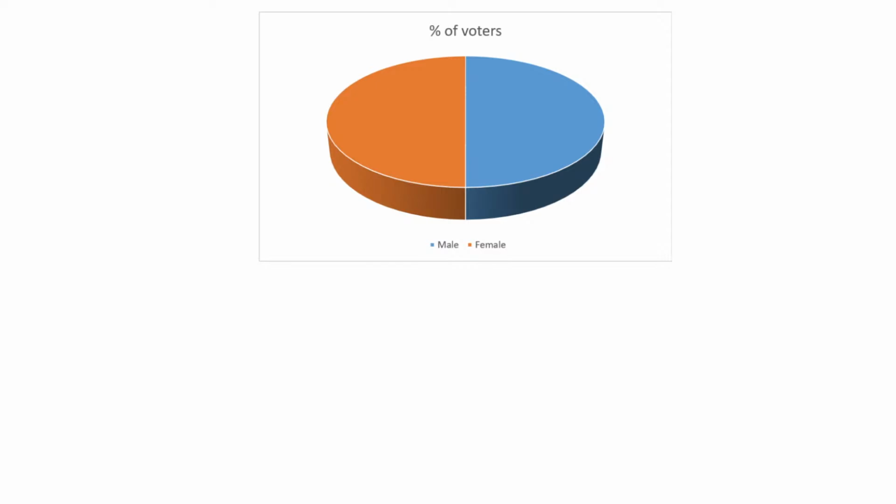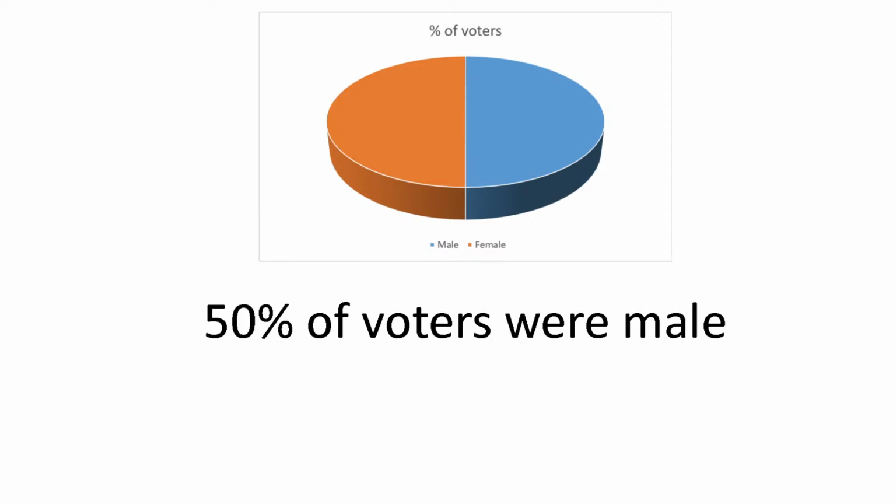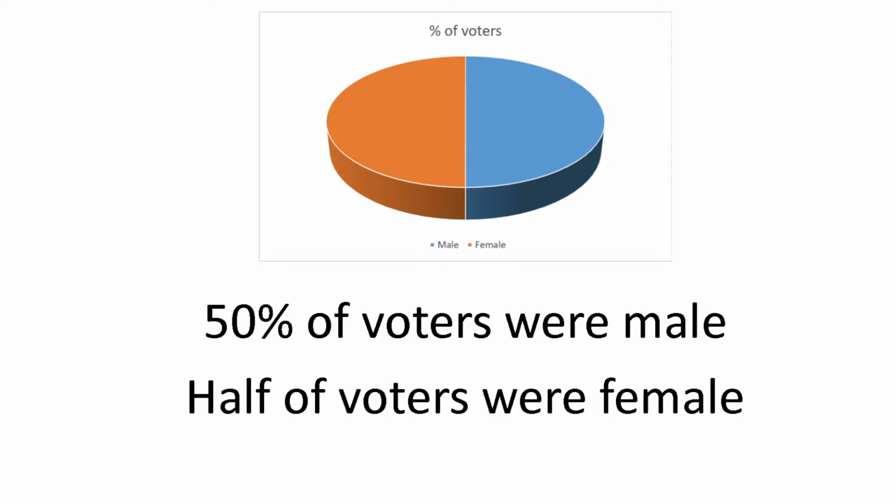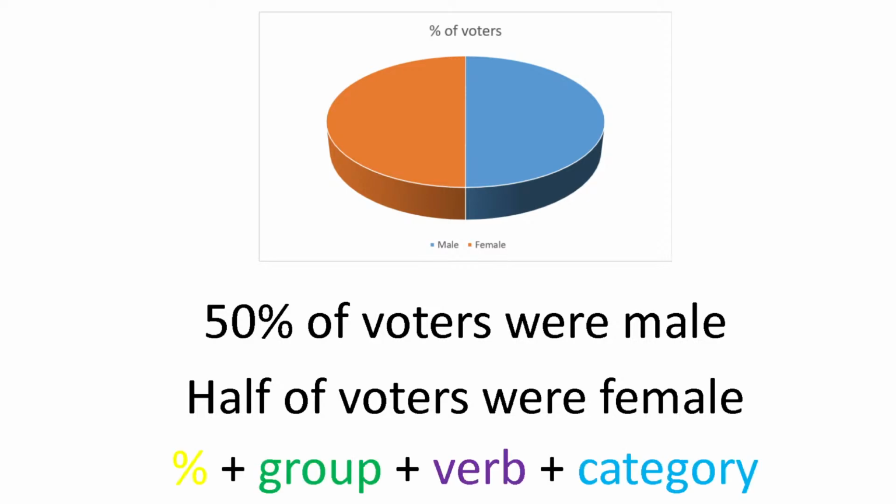Right, so percentage of voters, what could we say? Well, the best way to describe this would be 50% of voters were male. You could also say 50% of voters were female. Now, if we break this down, the way that we are making this sentence is we start off with the percentage plus the group plus the verb plus the category.